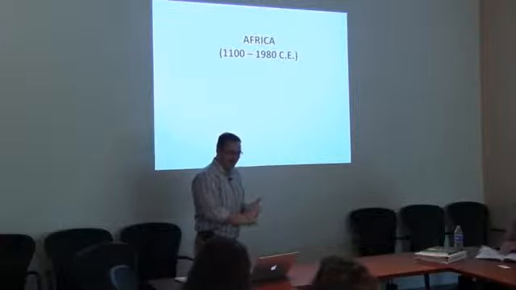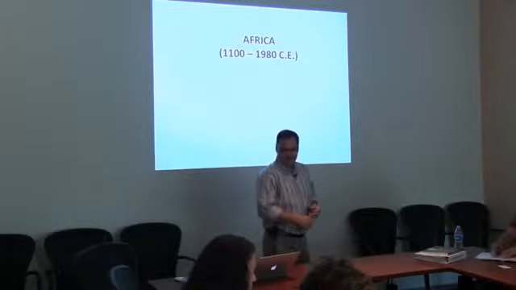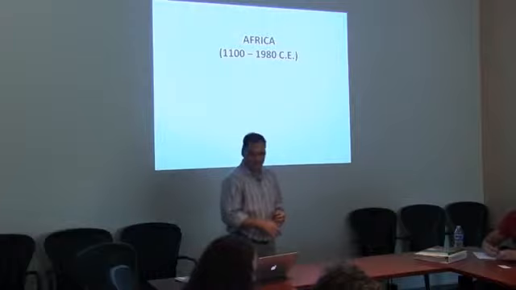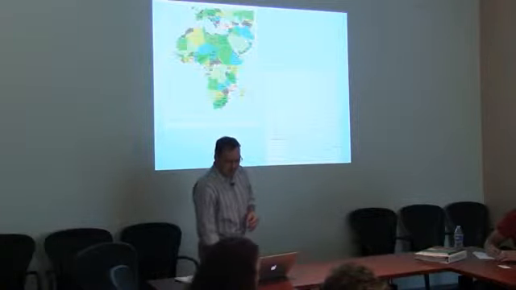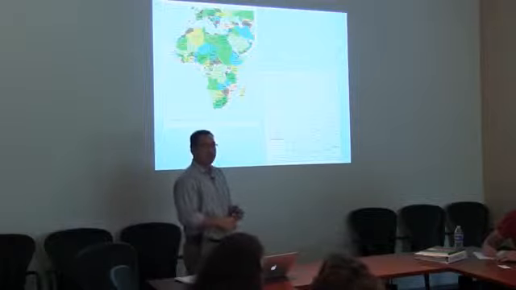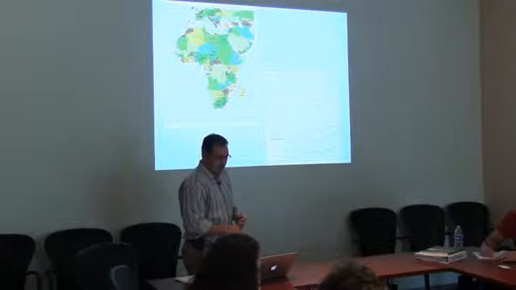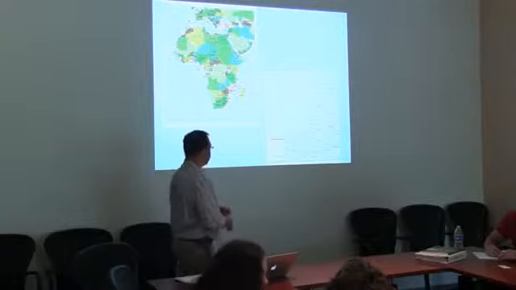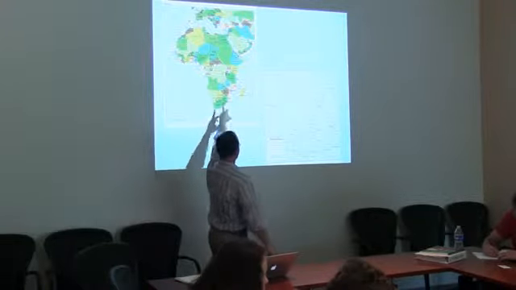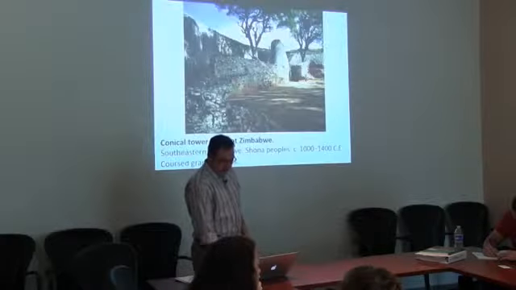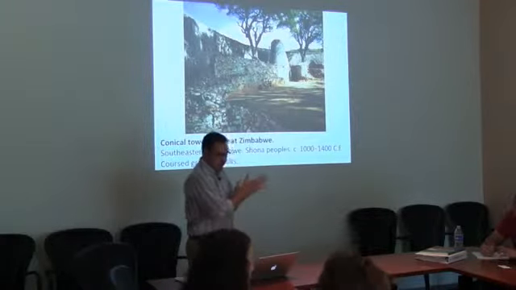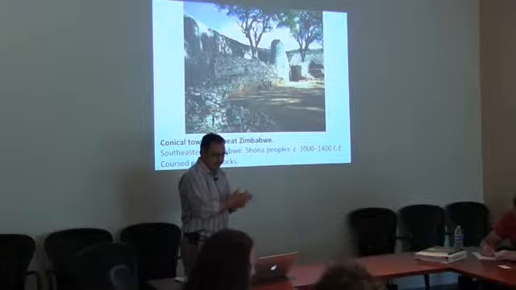All right, so let's look at Africa now. 1100 to 1980. We're going to start off by looking at Great Zimbabwe. It's the two architectural images from the image set, and Zimbabwe, we're in southern Africa here. And here's our image, the Conical Tower of Great Zimbabwe.